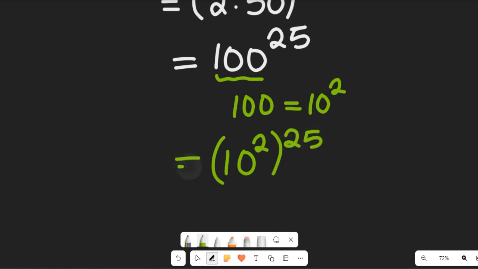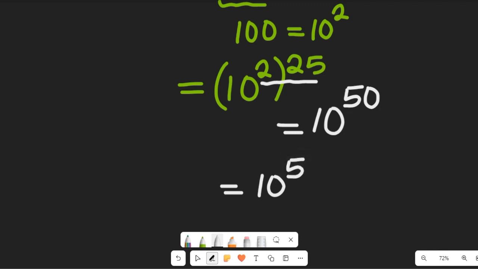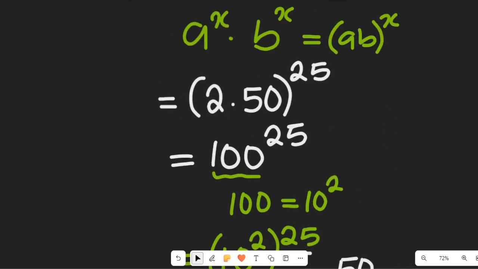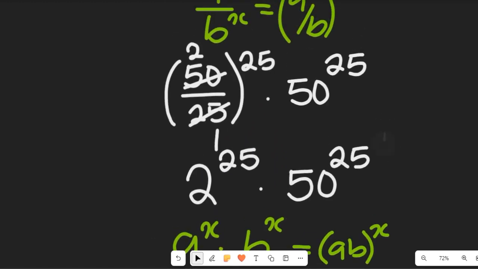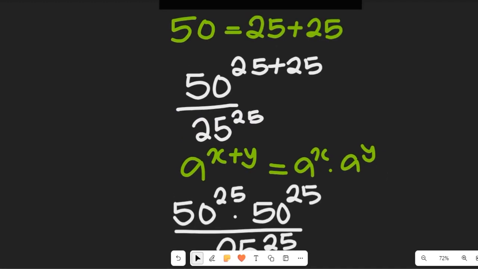And according to the law of indices, the exponents will have to multiply. So this will be equal to 10 to the power of 50. So that means the solution to the expression given to us is equal to 10 to the power of 50. And that is the solution to the expression given to us up there. So you see, very easy using the laws of indices and some algebraic formulas.